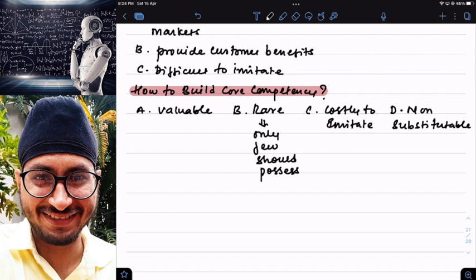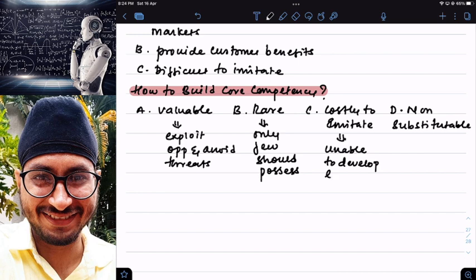Costly to imitate means it is very costly to copy that type of strategy. Non-substitutable means there should not be any substitute for my strategy. Valuable means it will help me to exploit opportunities and avoid threats. Costly to imitate means competitors are unable to develop the core competency easily.